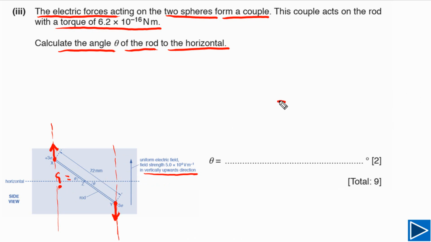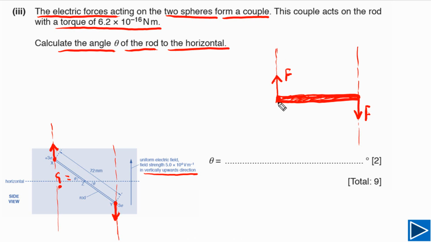Let's try to understand a little bit about the torque of a couple. Let's say we have this one rod. You can simply understand this is one uniform rod, and there are two forces acting on it. One force is acting on this end, vertically upwards, and the other force is acting on this end, vertically downwards. These two forces have the same magnitude, and they are separated from each other, and they are not acting along the same line.